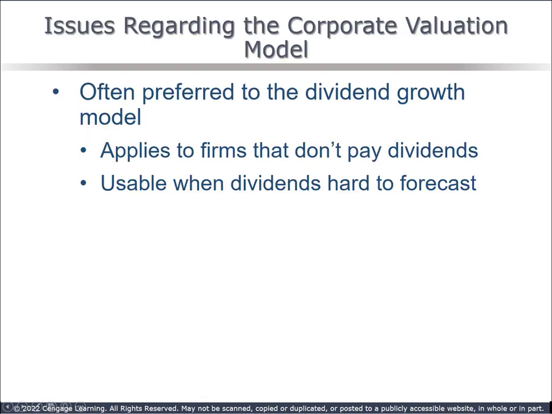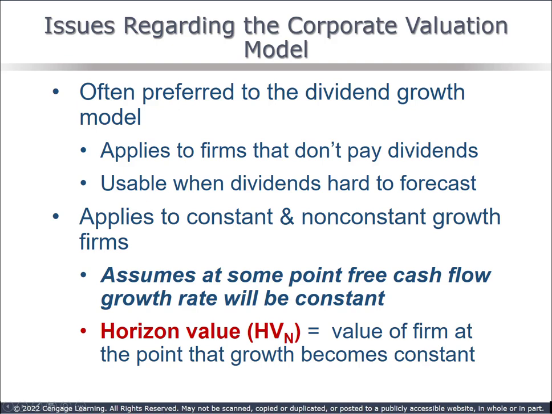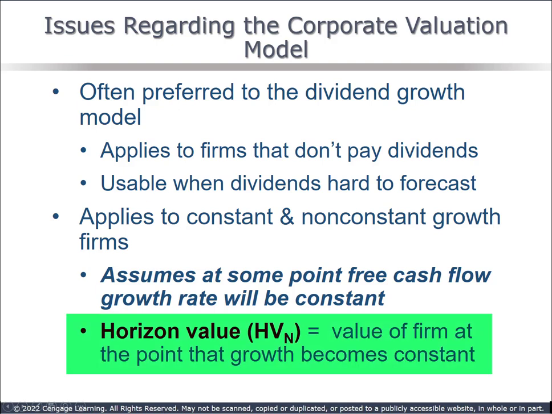The free cash flow model is often preferred to the dividend model since it can be applied to firms that do not pay a dividend or to ones whose dividend is hard to forecast. The model does assume that at some point free cash flow will stabilize at a constant growth rate. So it can also be used for firms whose free cash flow grows at a constant or a non-constant rate. Where we found the value of a share of stock at the end of the non-constant period, in the free cash flow model we'll find the horizon value, or the value of the firm at the end of the non-constant growth.